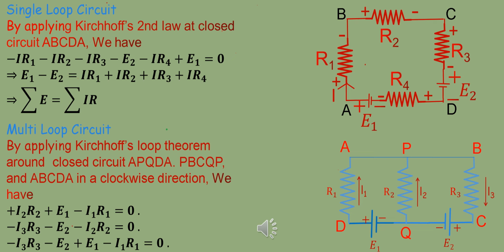By rearranging this equation, we have E1 minus E2 is equal to IR1 plus IR2 plus IR3 plus IR4. So the sum of E is equal to the sum of the products IR.